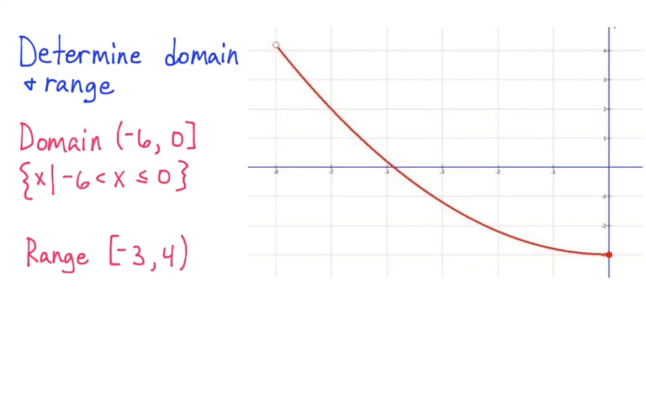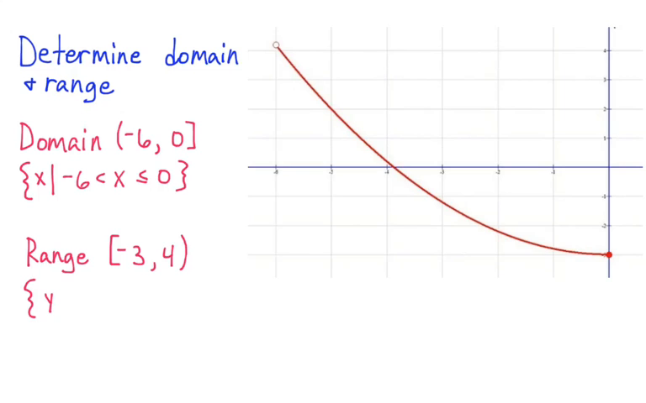Right, now let's do range. So again, I'm looking for y values this time, and I need the lowest y value, which looks like -3, and the highest y value, which looks like +4. But again, there's an open circle at +4. So there is no y value on the graph that has a y value of exactly 4. And so I've got a parentheses here.